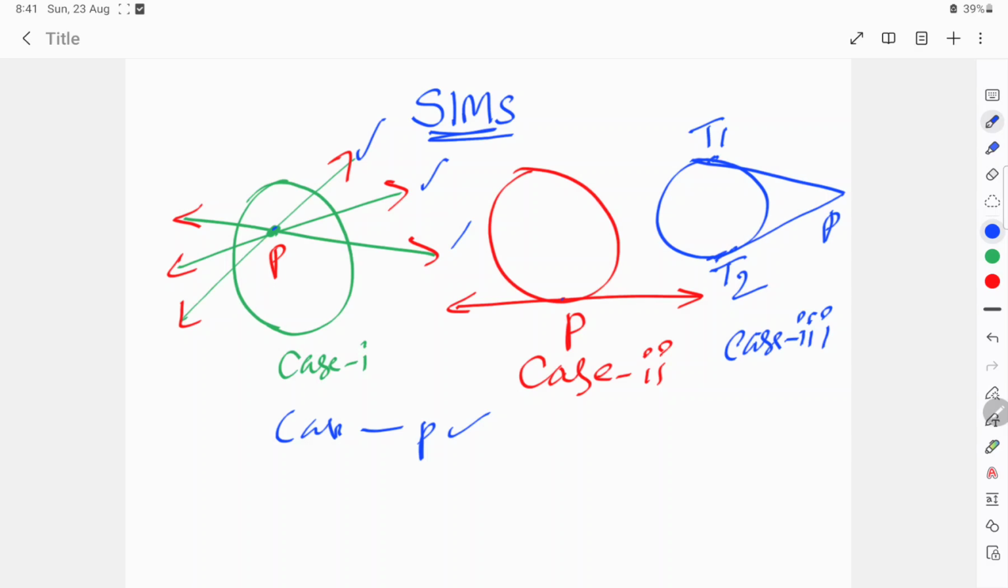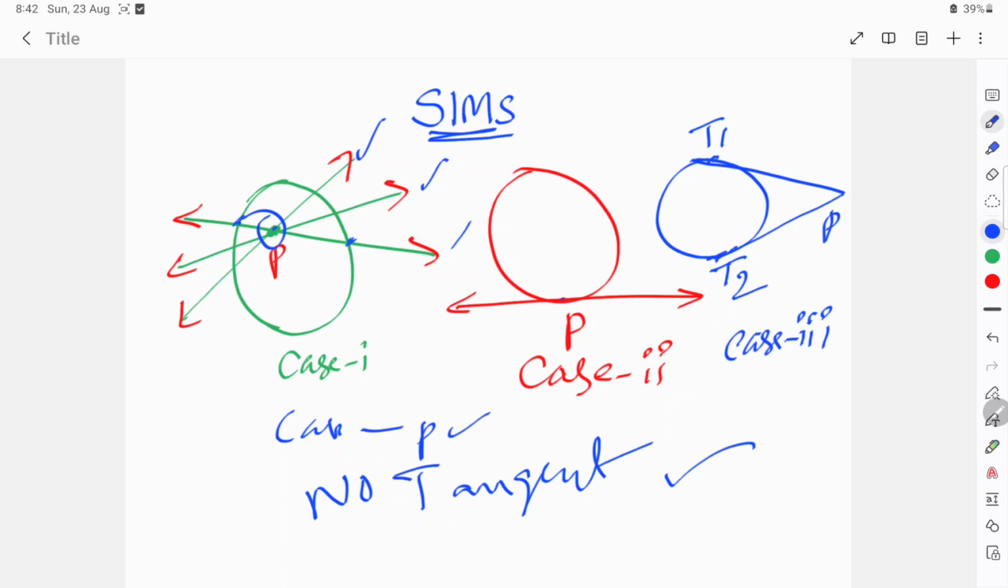These are called secants, because the lines touch only 2 points. It's called a secant. So there is no tangent. There is no tangent to a circle passing through a point lying inside the circle. First case is no tangent, because the point is inside the circle.